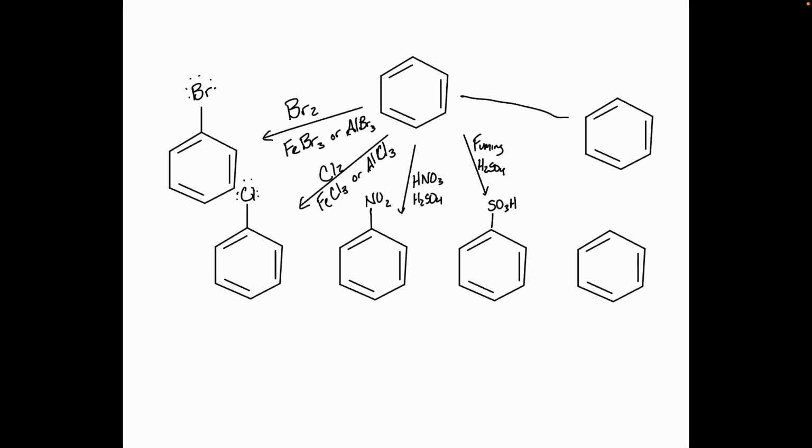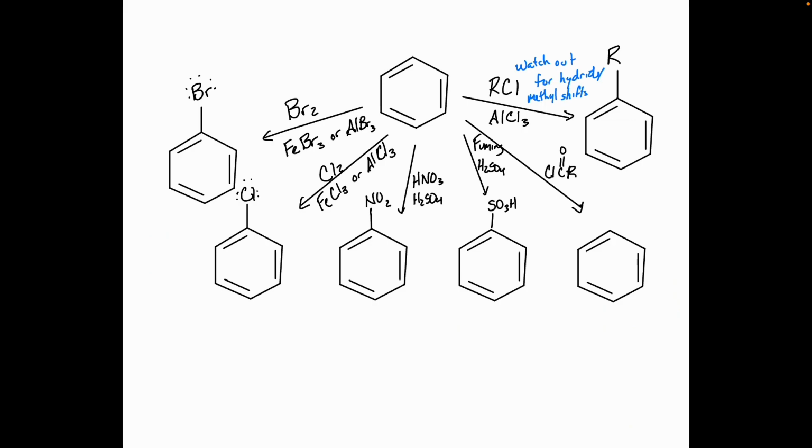Okay. If we want to put an alkyl group on there, we'll do a Friedel-Crafts alkylation reaction. We just said for these, we got to watch out for hydride and methyl shifts. All right, and then the last one, sort of squeeze it in over here, are the Friedel-Crafts acylation reactions, so ClCOR. And again, that same aluminum catalyst.